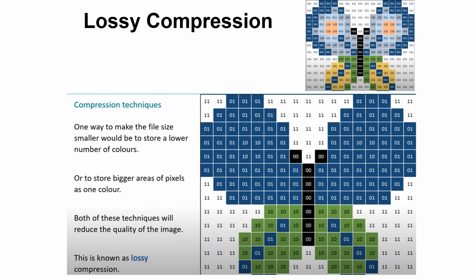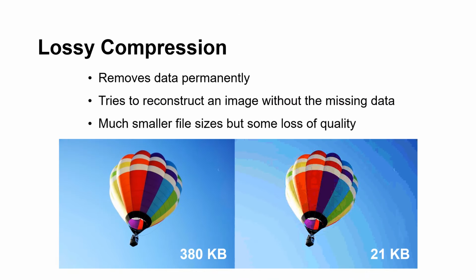Here's an example of lossy compression. To make the file size smaller, we can reduce the number of colours in the image, or we can store larger areas as one colour. You can see the reduction in quality as we've done this. Here's another example of lossy compression. Remember that data is permanently removed, so if you try to reconstruct the image, you wouldn't be able to do it, but it would be a much smaller file size and good for use on the internet.